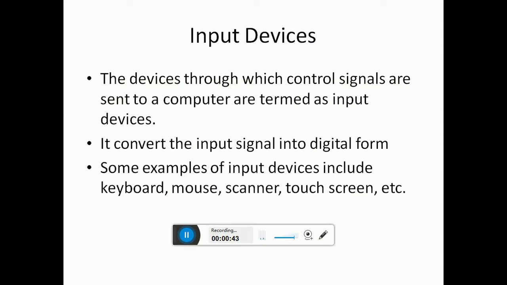Those input signals are converted into digital form, as the computer understands only digital format. So our language or input signal must be converted into digital form for processing inside the computer. For that we need the input device. In short, the input device is used to scan the input. Some input devices include keyboard, mouse, scanner, touchscreen, etc.